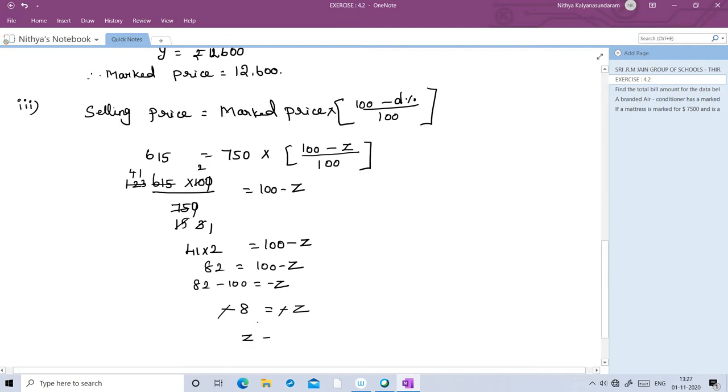Z is equal to 18. So Z is equal to 18. So therefore Z is the discount. Z belongs to discount. So therefore the discount is equal to 18%.